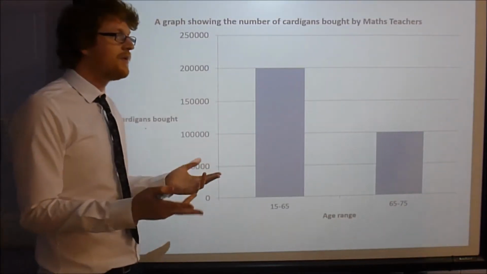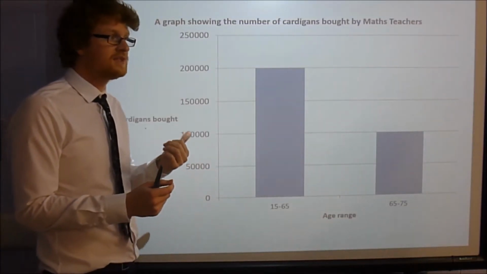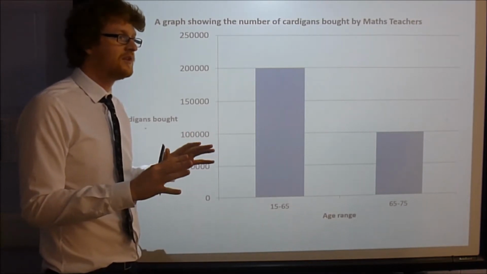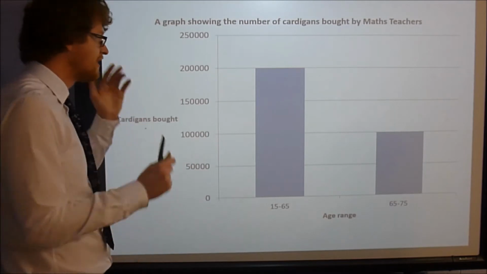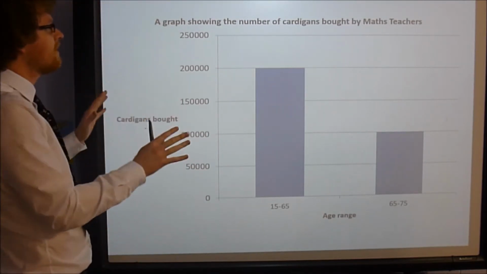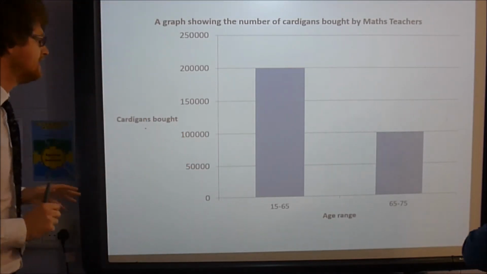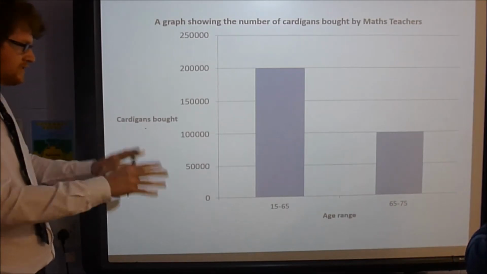Right, I've had a quick word with Mr. Dawson. He's had a word with me in his office, and I think I've got things sorted for this. I found this example just lying around in the maths department. So it's a graph showing the number of cardigans bought by maths teachers, and we've got some age ranges.